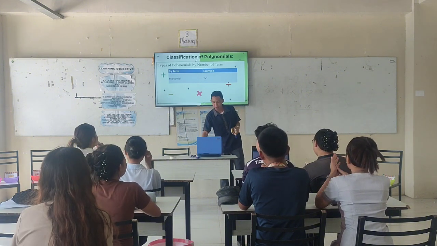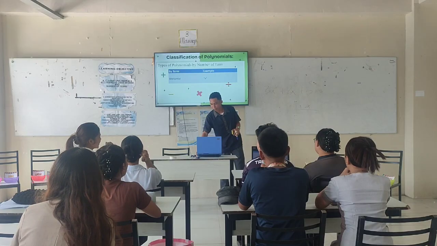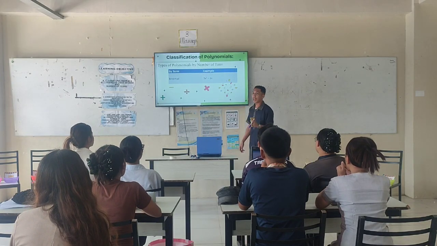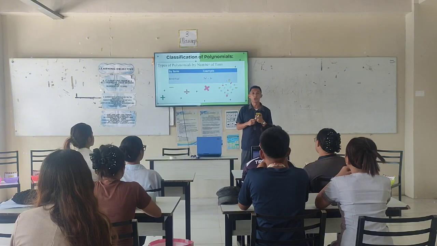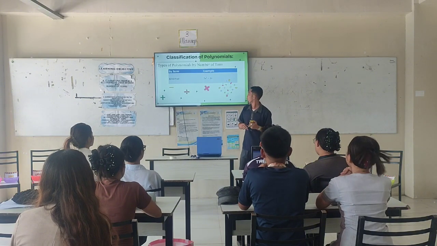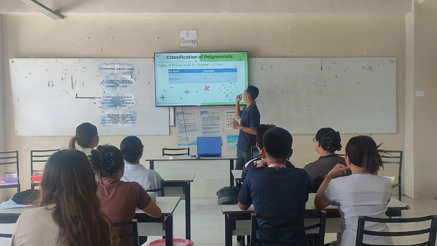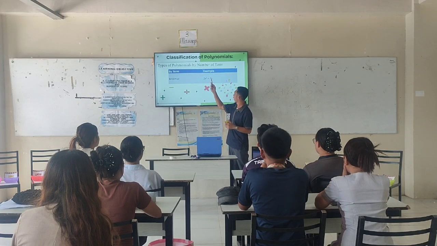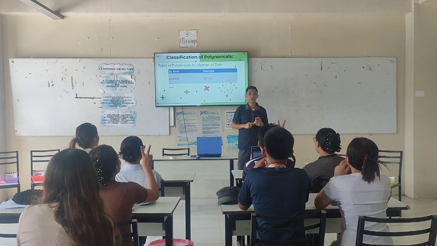And the next type of polynomials by term, we have the binomial. The binomial is an algebraic expression with two terms. So in this example, we have 3x to the power of 2 minus 2x. So we have the first term and the second term. How many terms we have? 2.